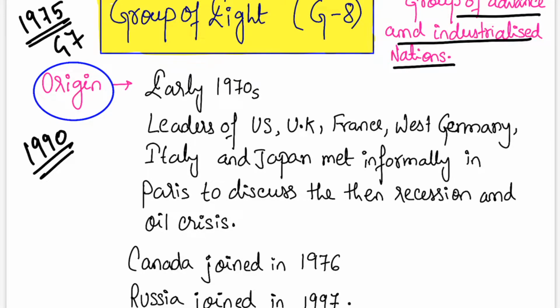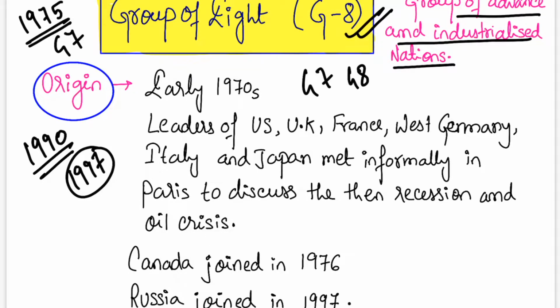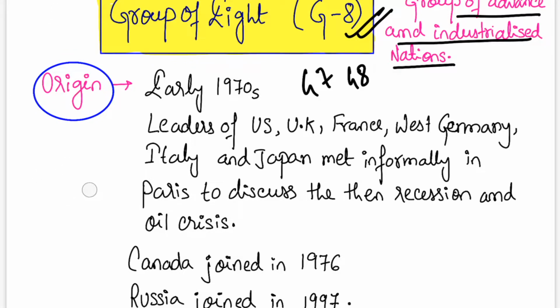After 1990, in the year 1997, Russia also joined this group. At that point of time in 1997, when Russia joined, the group was called G8. So previously when it started as a group, it was known as G7. When Russia joined, it was known as G8. Okay, so till here I think you have understood. So let's begin, and there are many things to be told in this lecture.